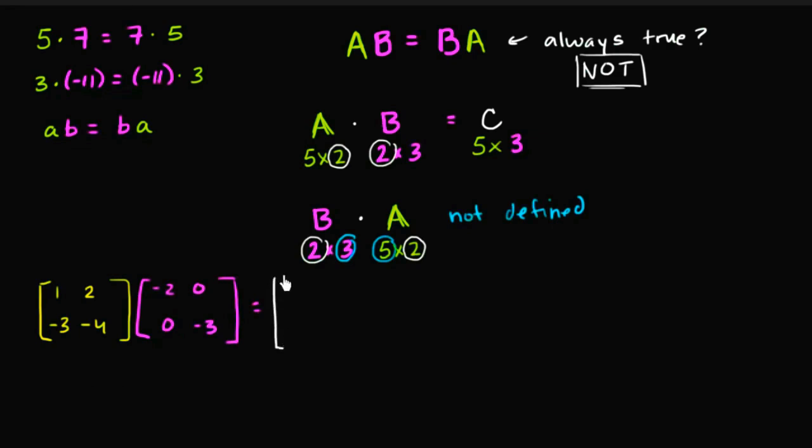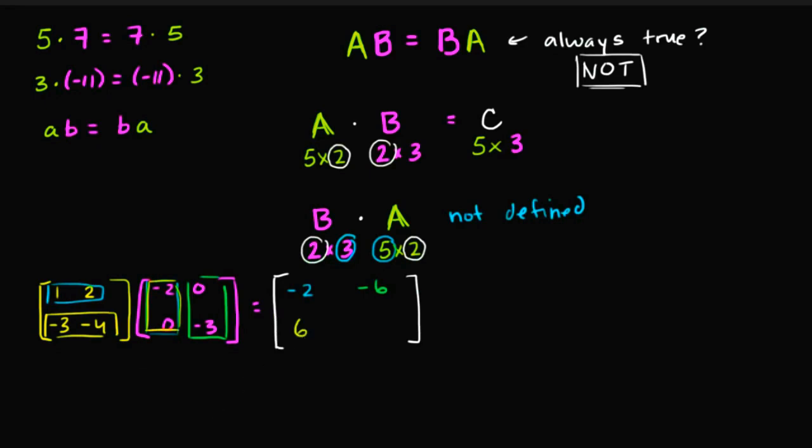Well, let's think it through, and we've done this many times now. This first entry here, we're going to look at this row and this column. So it's 1 times -2, which is -2, plus 2 times 0. So this is going to be -2. For this entry over here, we'll look at this row and this column. So 1 times 0, which is 0, plus 2 times -3, which is -6. Then for this entry, we would look at this row and this column. So -3 times -2 is +6, plus -4 times 0, which is 0. So you're going to have +6.